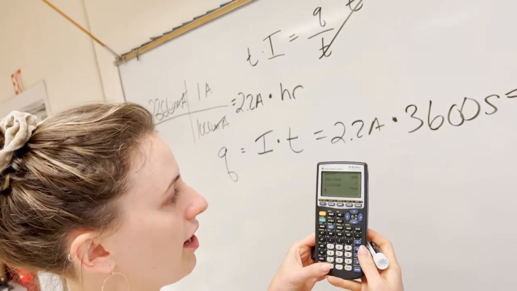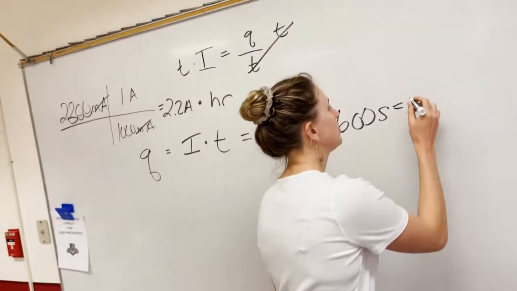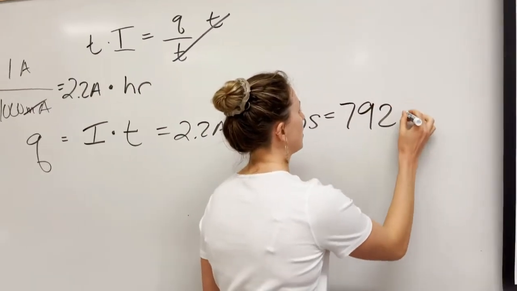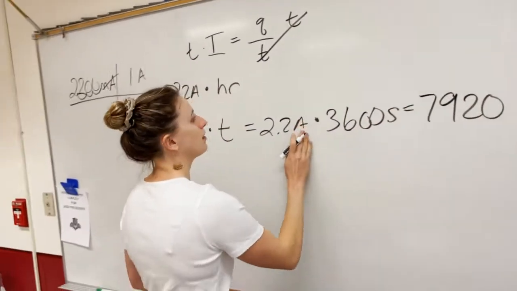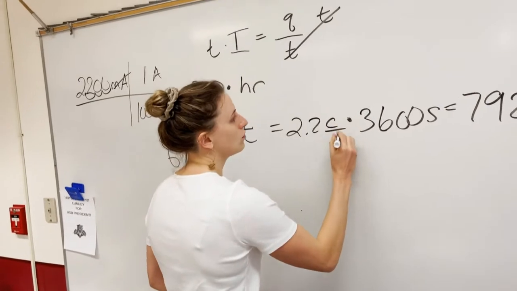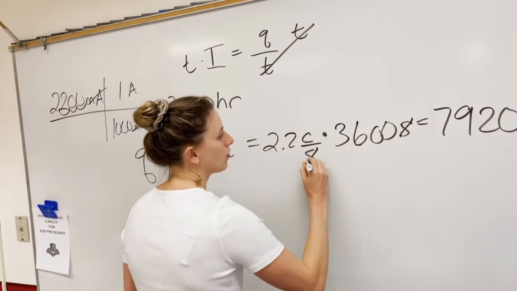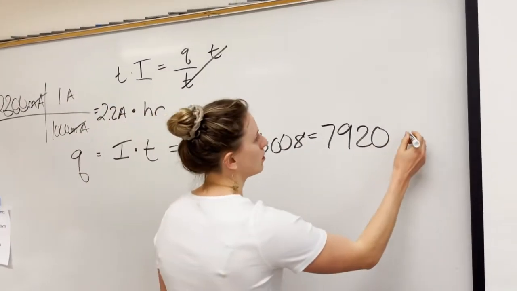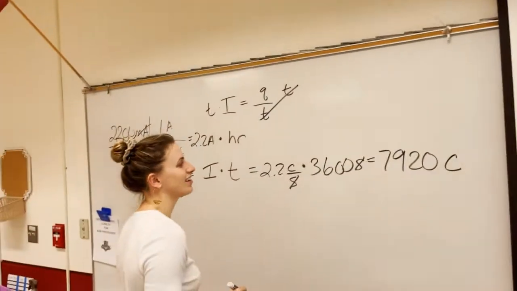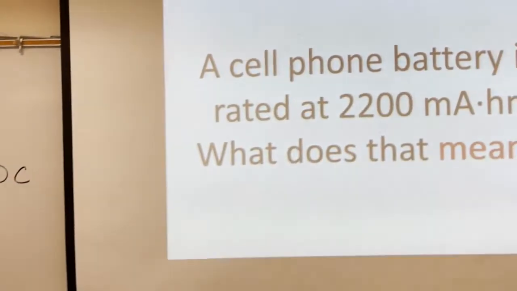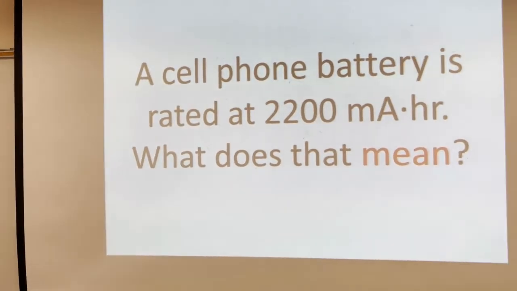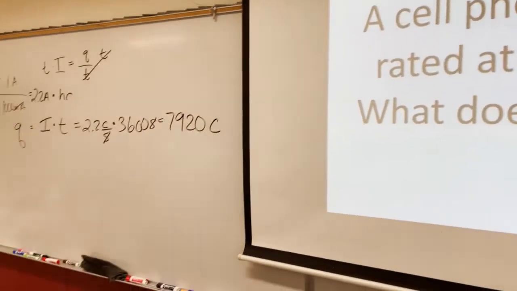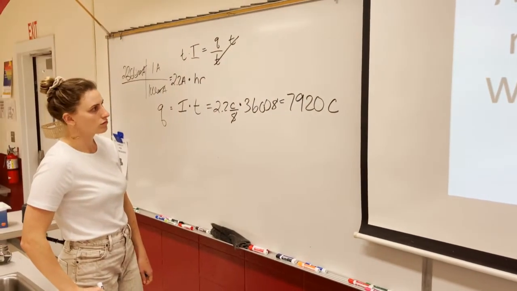Okay, so that's 7,920 amps times seconds. What's an amp again? A coulomb per second. Times seconds, so it's just a coulomb, and that's charge. So your cell phone battery is rated at 2,200 milliamp hours. What does that mean? That means it has a capacity of 7,920 coulombs.